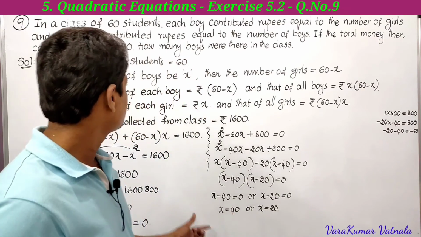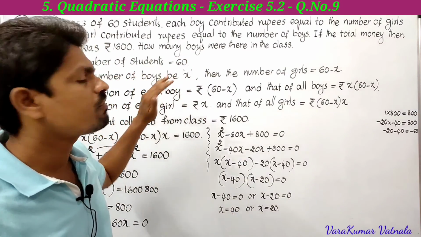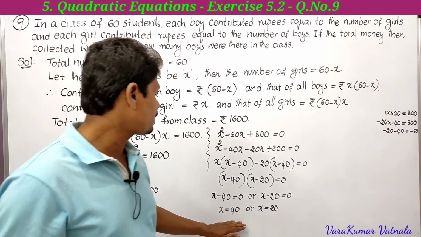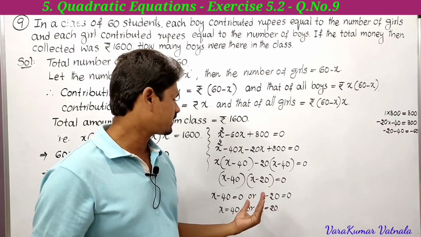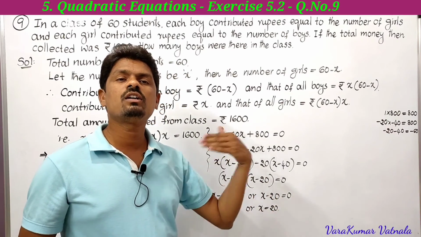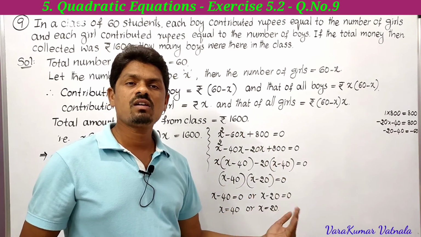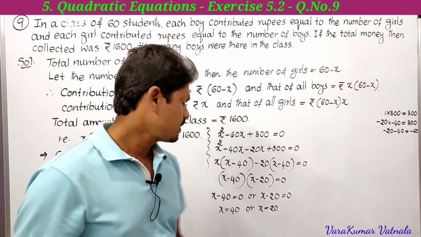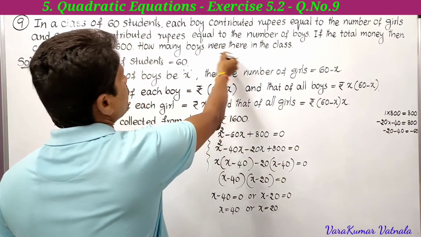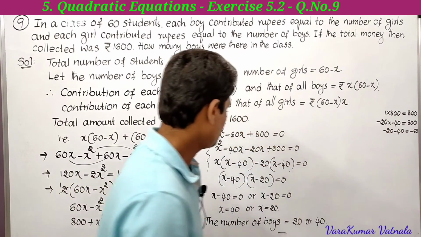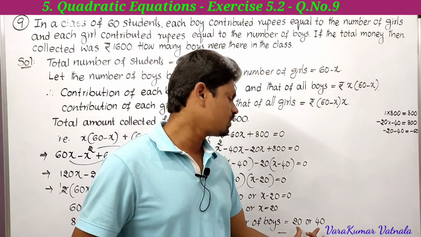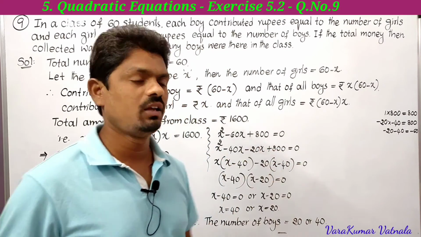So what is x? x is equal to the number of boys in the class. Therefore, the number of boys in the class is equal to 20 or 40. Both are correct. If the boys are 20, then girls become 40. If the boys are 40, then girls become 20. He is asking only the number of boys. Therefore, the number of boys is equal to 20 or 40.